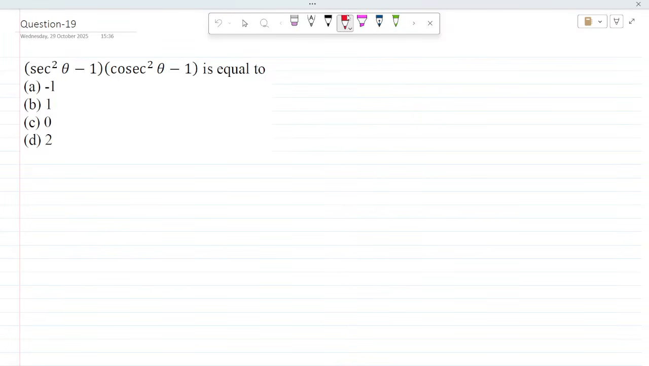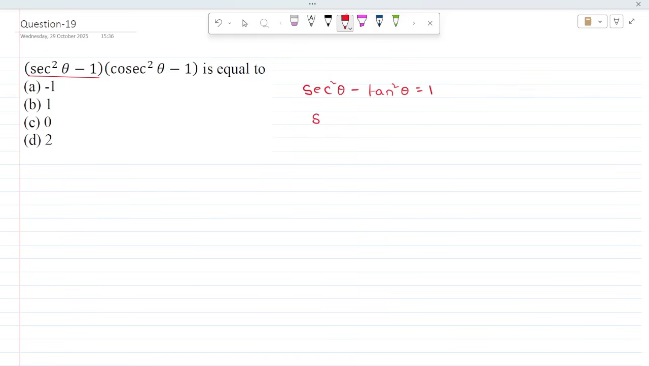Okay, let's see now. What is the given data? Secant square theta minus 1 into cosecant square theta minus 1 is equal to how much, is what it's asking. Observe carefully, it is some formula. Am I correct or not? If you remember, secant square theta minus tan square theta is equal to 1 is our identity, right?